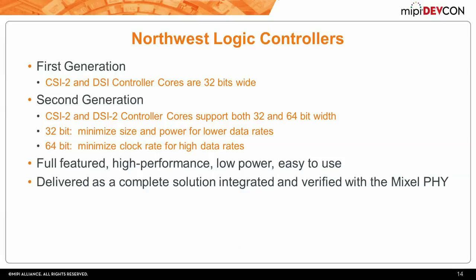So if you only need 32 bits to minimize size and power because those are lower data rates, we support that. And if you need to transition to 64 bits to minimize the clock rate associated with higher data rates, we support that. Between 32-bit and 64-bit, whatever logic you design, whether it's the controller or your logic, going from 32 bits to 64 bits, roughly speaking, the design is going to be twice as large. So there's definitely a trade-off there, and that's an important trade-off for you to consider.